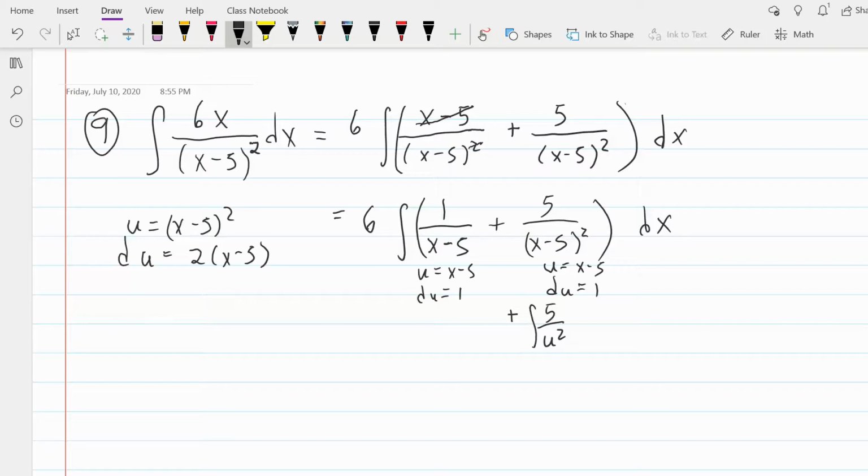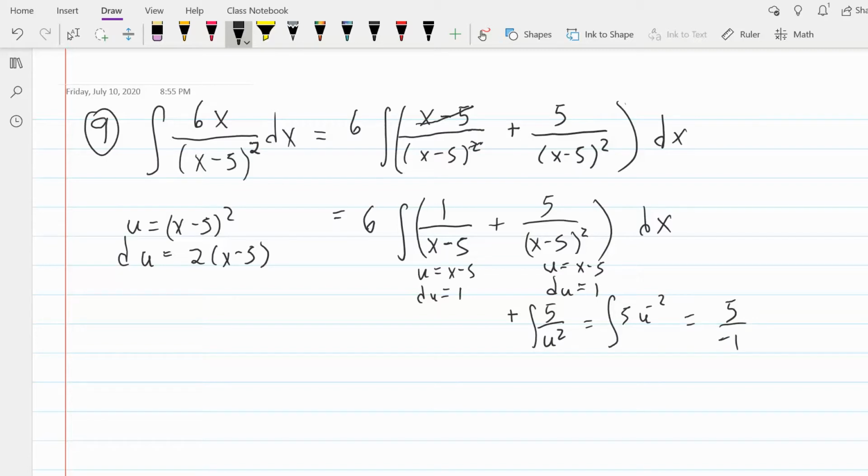So that would be 5u to the negative 2. And then, so I'm integrating that. Add 1 to the power and divide by the new power. And you're going to get 5u to the negative 1. So it's 5 divided by negative 1.